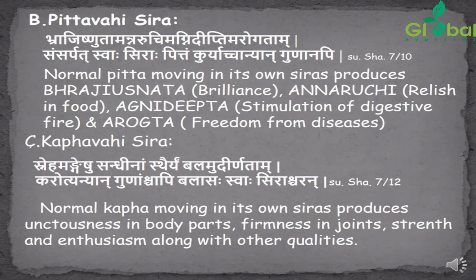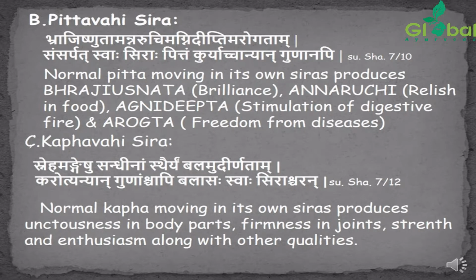Now, the Pittavahi Shira: Bhrajishnutam annaruchi, agnidiptam arogatam, sanshapata swaha shirah, pittam kuryascharan gunanschapi. Pitta moving in its own Shira produces Bhrajishnuta, that is brilliance, and Anna Ruchi, relish in food, and Agni Dipti, stimulation of the digestive fire, and Arogata, that is freedom from diseases.